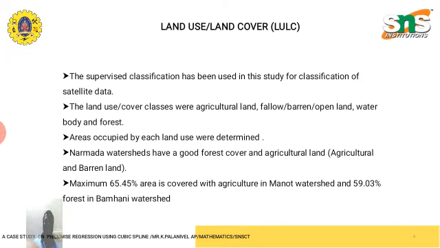Areas occupied by each land use were determined. Narmada watersheds have good forest cover and agricultural and barren land. Maximum 65.45% area is covered with agriculture in Manot watershed and 59.03% forest in Bamhini watershed.